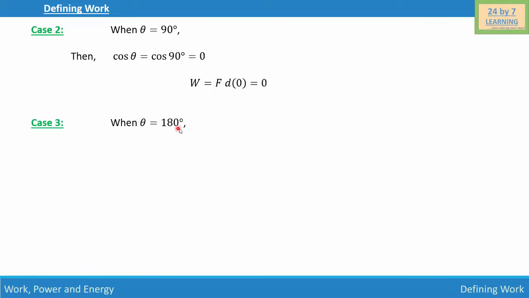When theta is equal to 180 degrees, then cosine theta is equal to cosine 180 and that is equal to -1. Now let's substitute this value, and if we do that we will write W is equal to Fd times -1 and that is equal to negative Fd. So when theta is equal to 180 degrees, work done is equal to negative F times d. And this is how we will define the work.